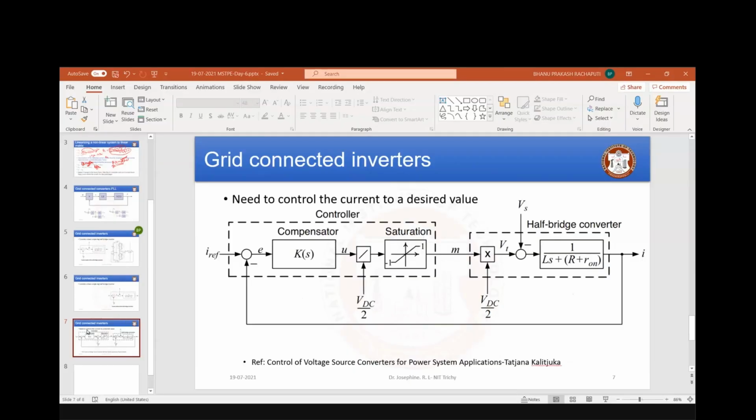So if you see that network, can you see the MATLAB function?